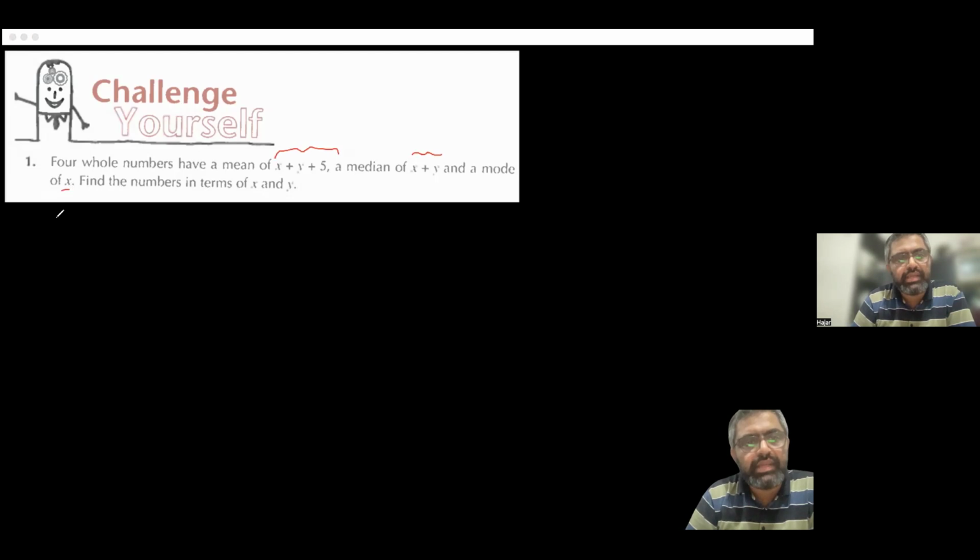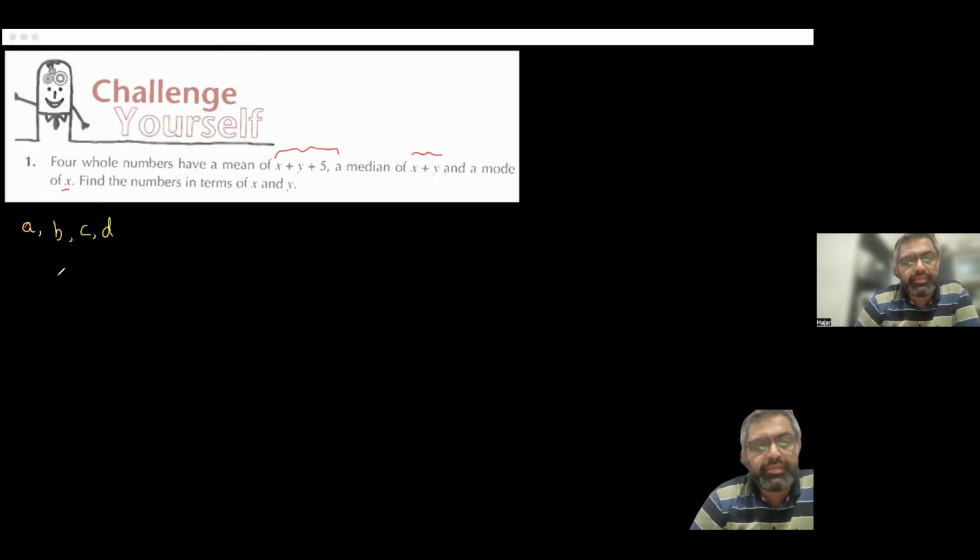First of all, let's have a look at the mean value. The mean value is the sum of all 4 numbers divided by 4. Let's assume we have 4 numbers and give them the names A, B, C, D. Assume A is less than B is less than C is less than D. A is the minimum number and D is the maximum number.